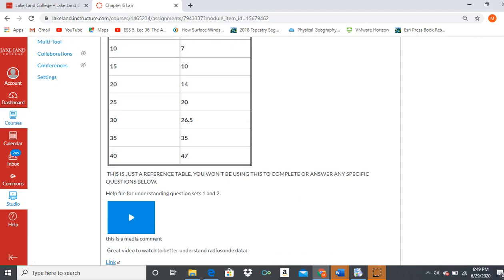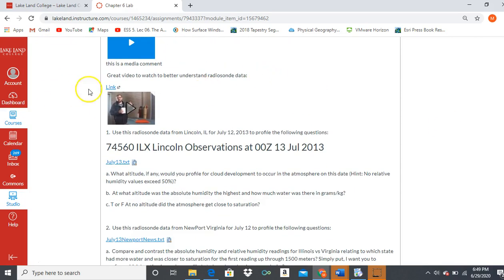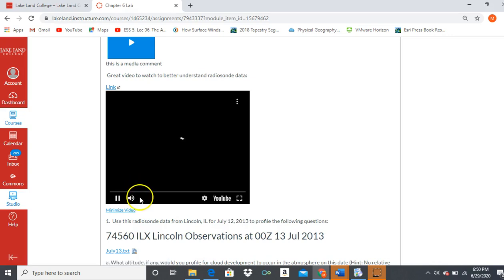So we use this table specifically when we get down into question set 1, and question sets 1 and 2 really review the video here on weather balloon data. And you're going to be looking at two specific weather balloons, and I'm clicking on the video here to load it, and I'm going to turn off the audio.